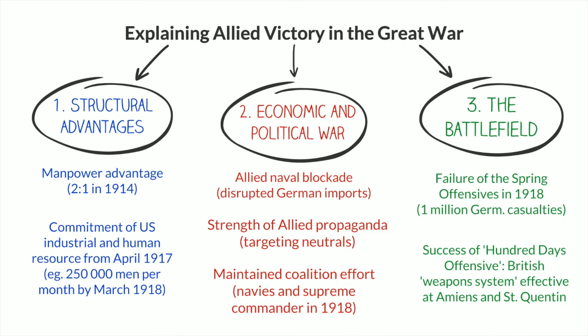So Robin Pryor talks about this in terms of the British developing a very effective weapons system against the Germans. And they deploy this at numerous places, but in particular the Battle of Amiens, where they turn around the German spring offensives, and also at St. Quentin, where they actually break convincingly the German Hindenburg Line, which was the most important defensive positions that the Germans had on the entire Western Front.